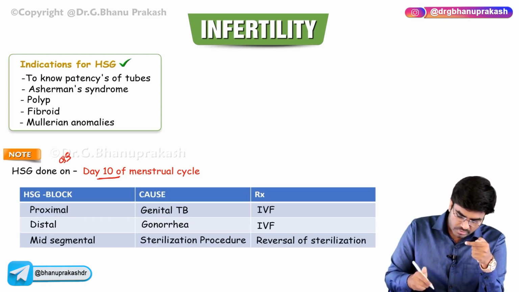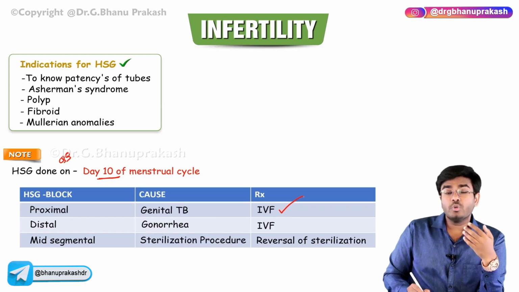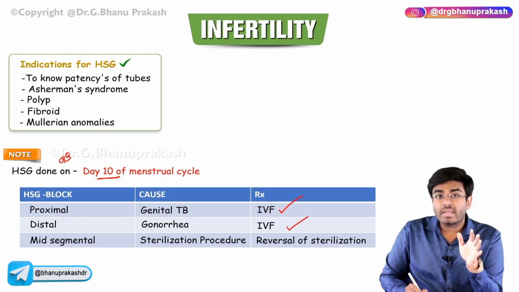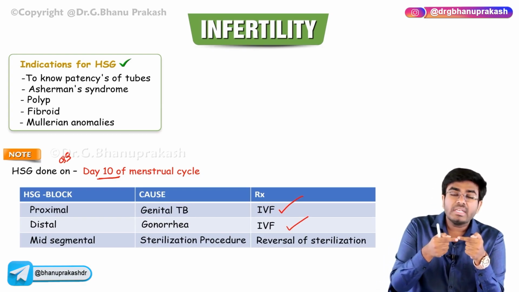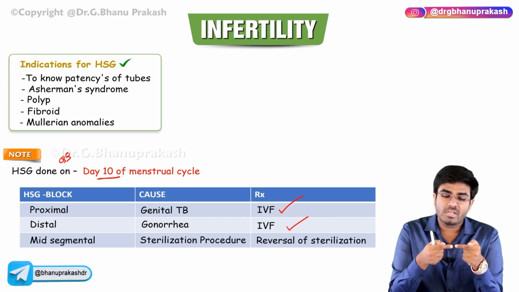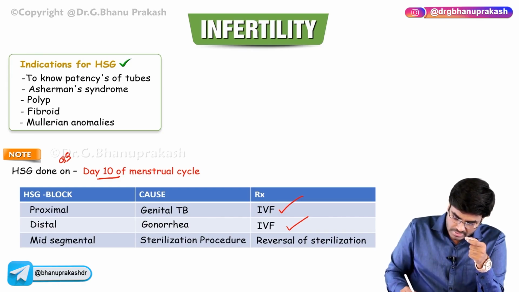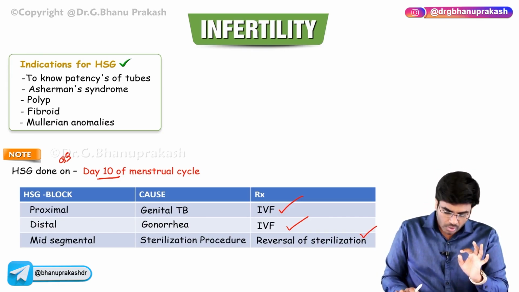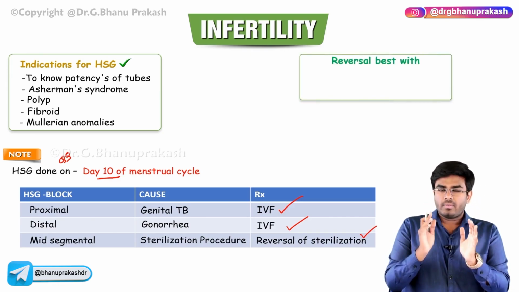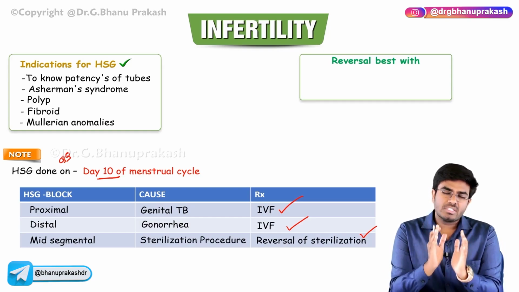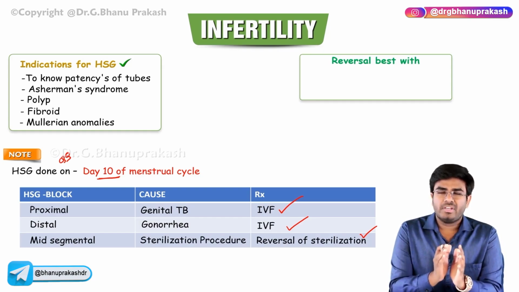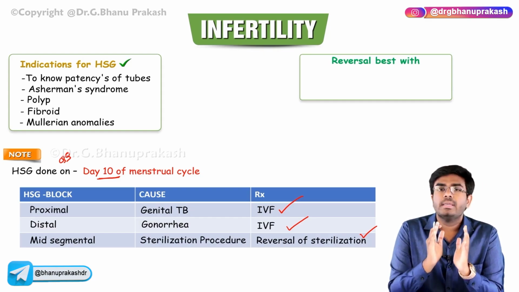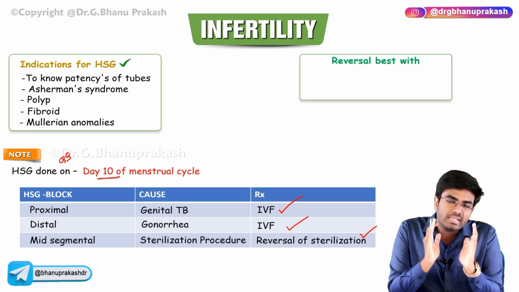So very important MCQs. Please concentrate for tubal block. For tubal factors of infertility, the best treatment, the best management is in vitro fertilization. But if the infertility is because of the tubectomy or sterilization procedure, what we need to do is reversal of the sterilization. At the end of the day, if you want to keep one point in mind, the best management, it's not the surgery, it's the management, for tubal factors of infertility is in vitro fertilization.